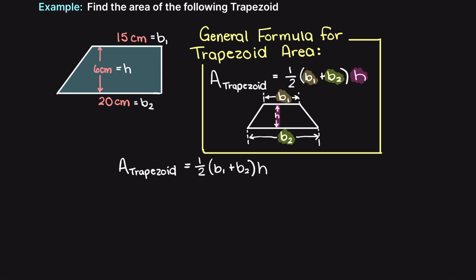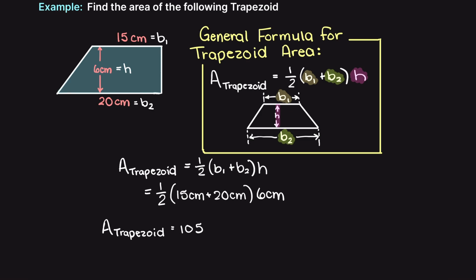Now that we have a value assigned for b1, b2, and h, we can now find the area of the trapezoid. So, let's put these numbers into our formula and then simplify. We'll multiply 1/2 times 35 times 6, and this gives us a trapezoidal area of 105 centimeters squared.